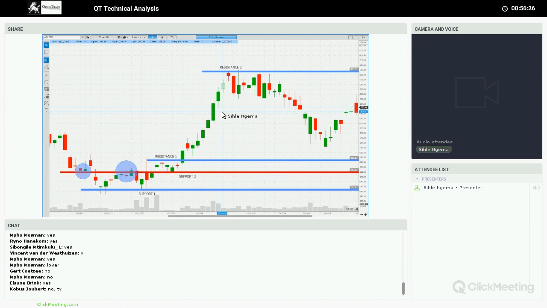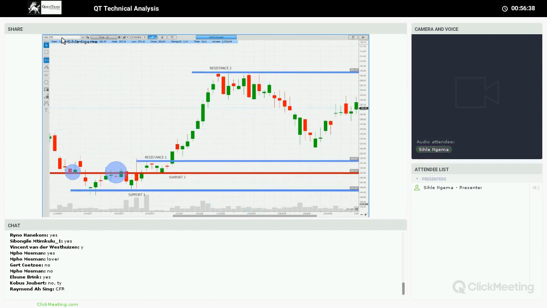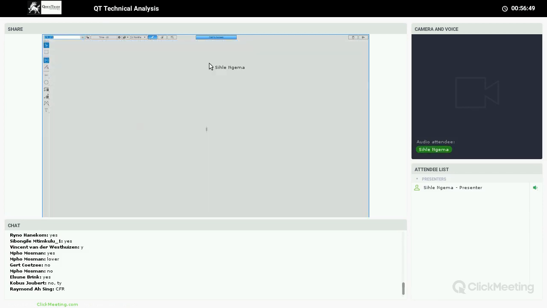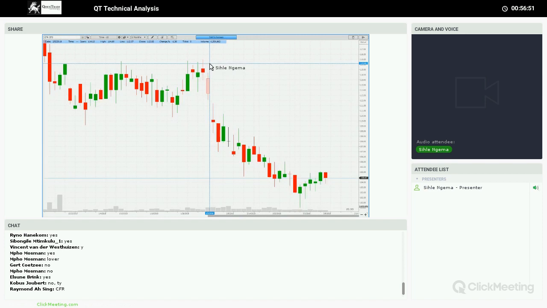Now let's go into analyzing a share. When you analyze a share, I'm going to start by choosing a share. Let's go into CFR. Okay, Raymond called CFR. I'm going to analyze CFR. I'm going to use the trend. At the very same time, I'm going to use time.